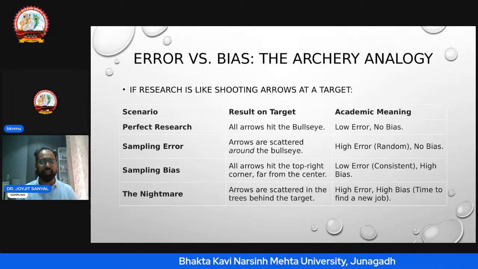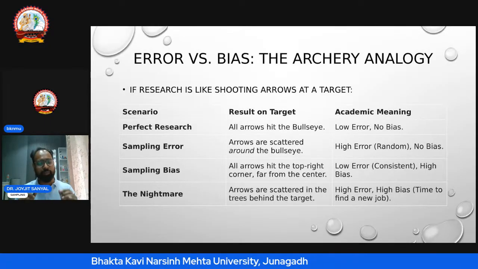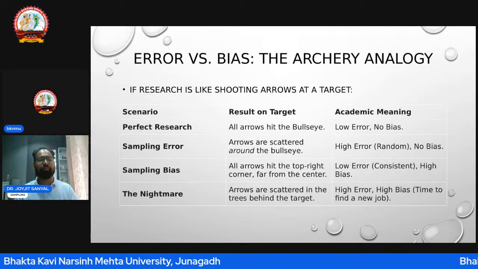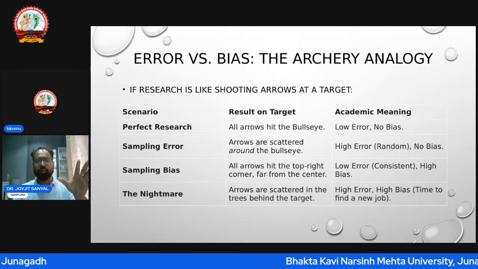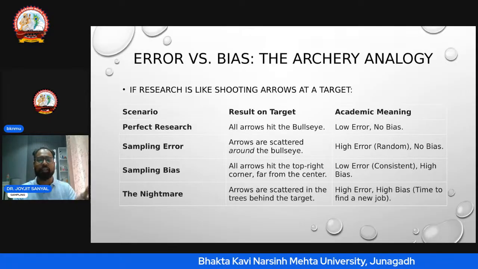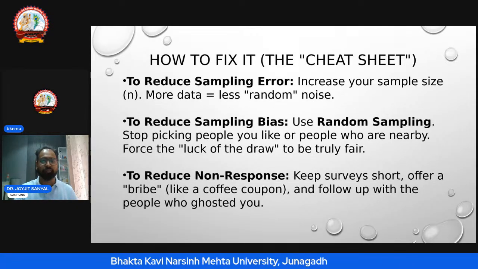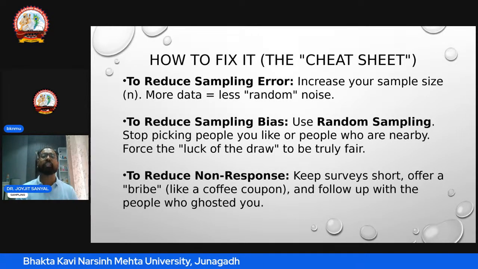It means that we have failed as a researcher, and it is time for us to find a new job. Okay, so this is how we compare the errors and the bias using the archery analogy. Now, how do you fix it?